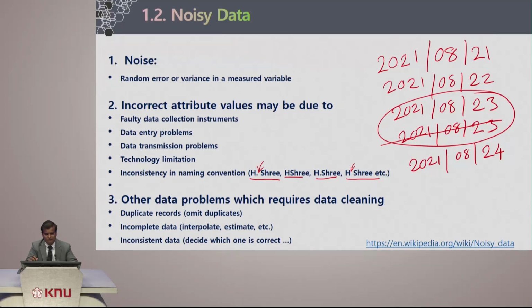And when you have incomplete data, we can also go for the interpolation method, just like this, interpolate and then find or estimate the data. When you have inconsistent data, decide which one is correct. There are a few methods available to understand the domain and then decide which one is the correct one that you want to use.